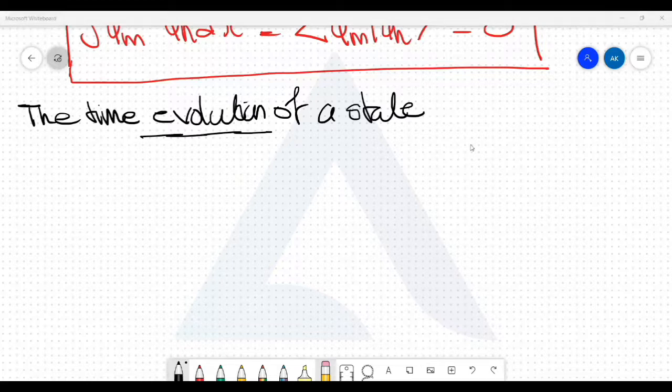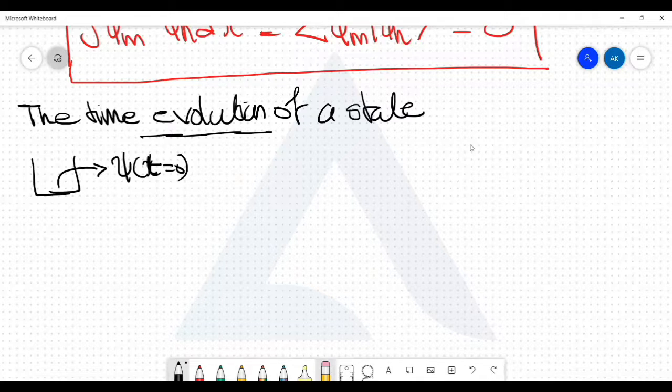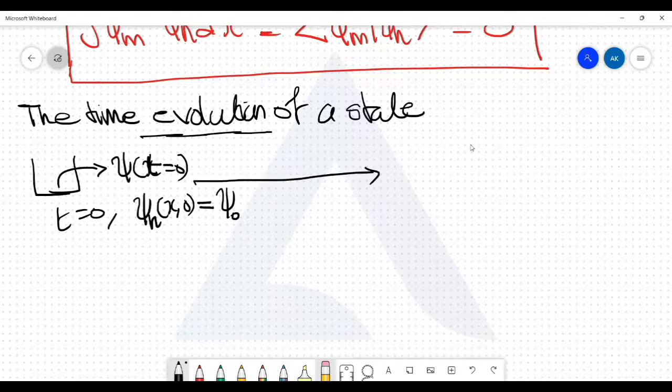What do you mean by time evolution? Time evolution means you have a system here, a 1D box, and you have a wave function psi of x at time t equal to 0. You have the system property at t equal to 0, that is, psi n of x, 0, simply denoted by psi naught. As the time goes on, the system will change, and we want to find the system state when the time is equal to t, that is psi n of x, t.